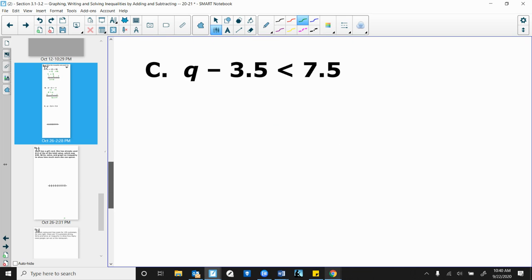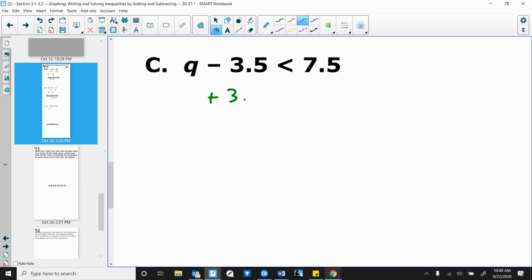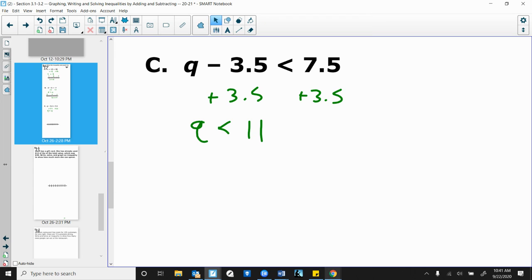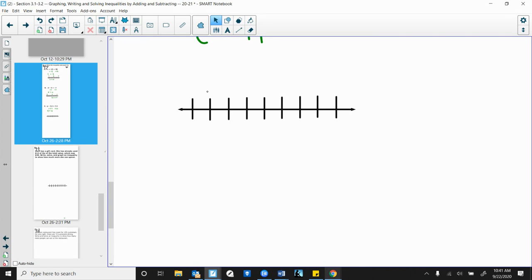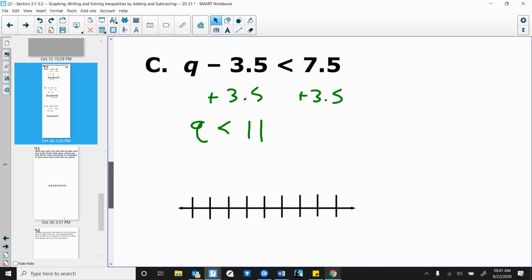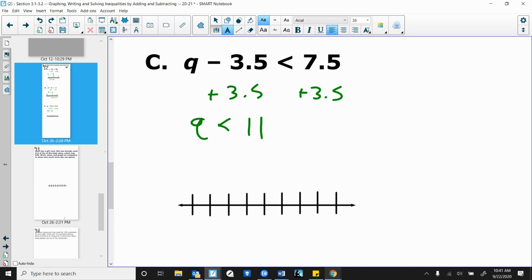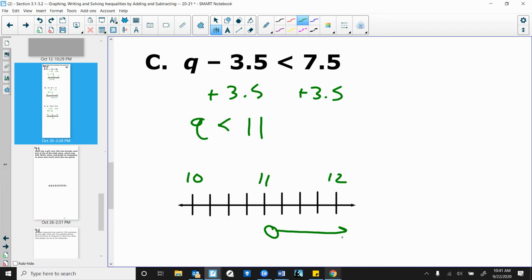And same thing here. Add 3.5 to both sides, and you end up with q is less than 11. Put the graph down here. Same thing. I put my 11, my 12, my 10, and an open dot.